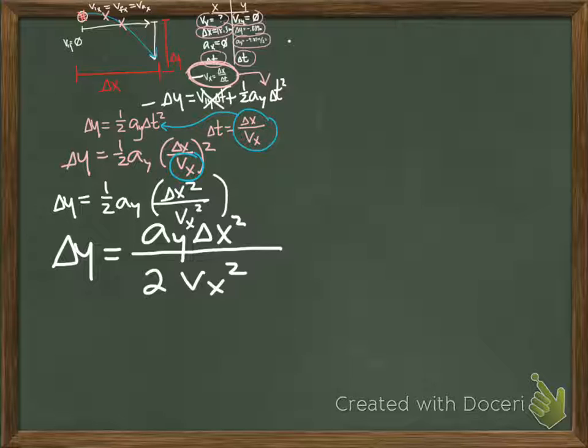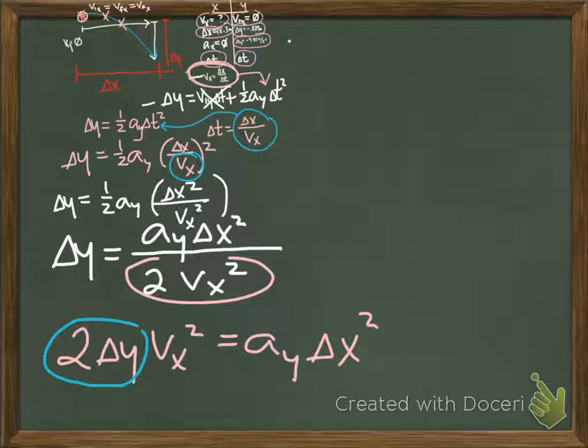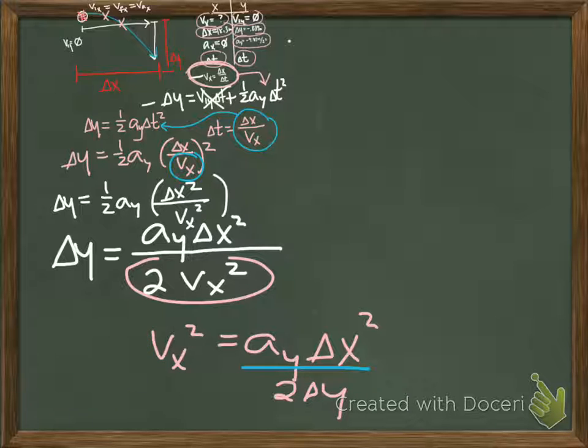Now we can go ahead and move this to the other side. We have 2 delta y v sub x squared equals a sub y delta x squared. And now it's a pretty easy matter to go ahead and divide both sides by 2 delta y. So I'm going to get rid of this altogether.